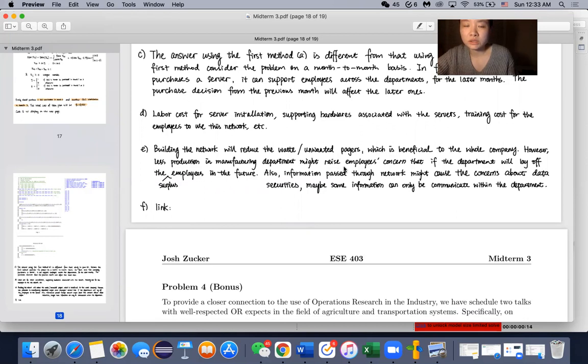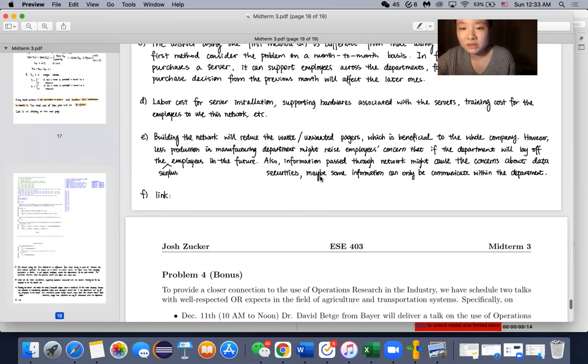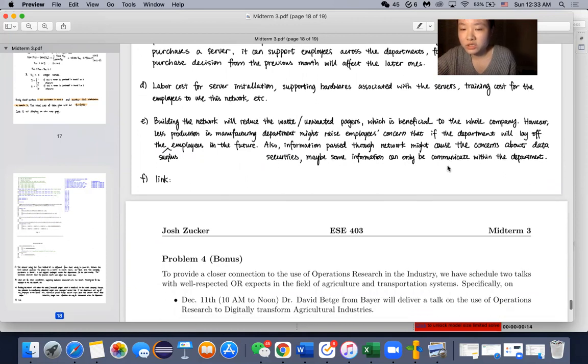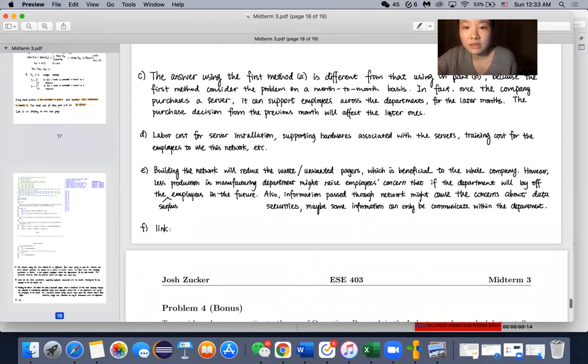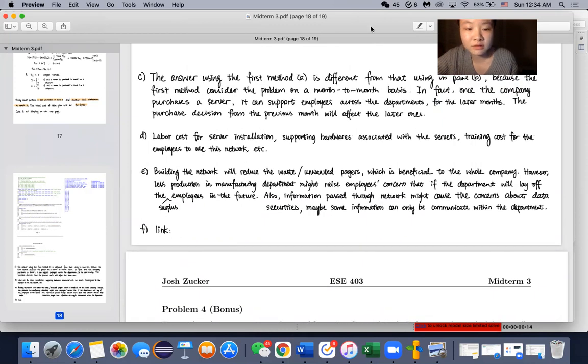Also, the information passed through the network might cause concern about data security, so sharing information should be carefully considered. That's all for problem 3, actually.